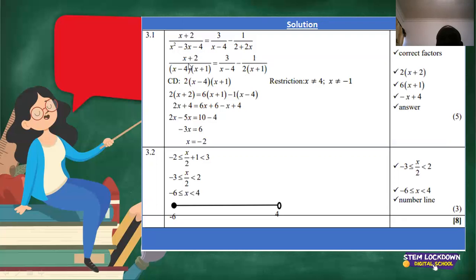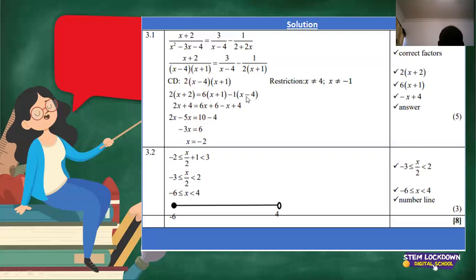And then 2 times x plus 2 on the left. Then if you multiply the first term by your lowest common denominator, we'll have 3 times 2 times x plus 1, and 3 times 2 gives you 6, so 6 times x plus 1. The third term, if you multiply by the lowest common denominator, we'll have 1 times x minus 4.